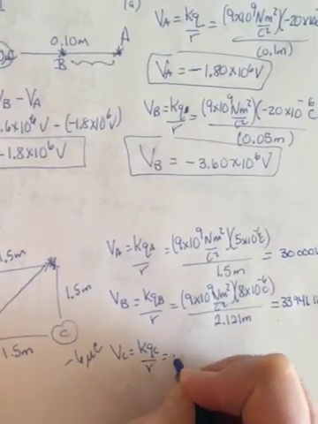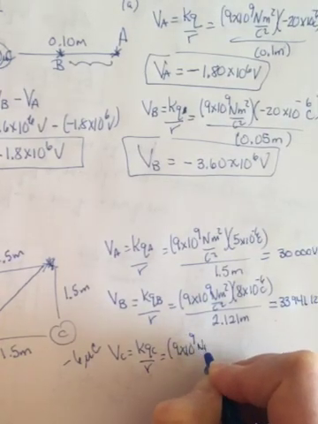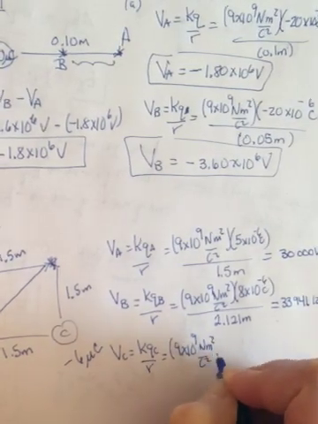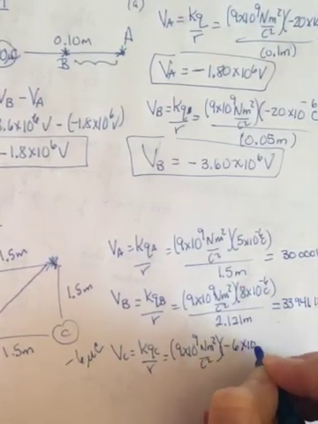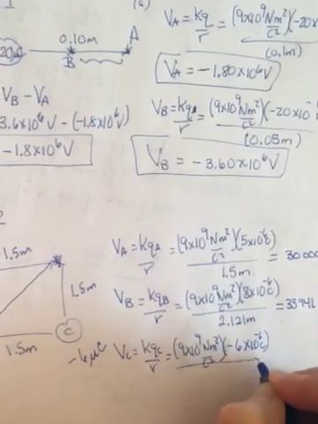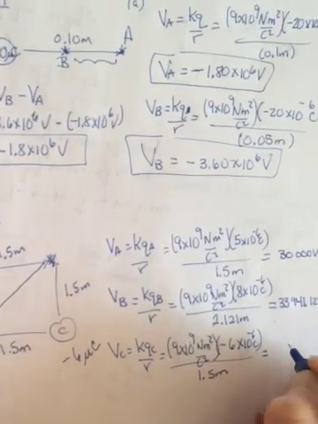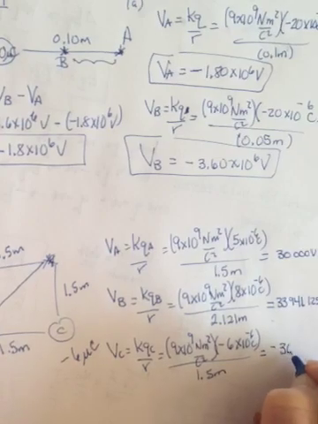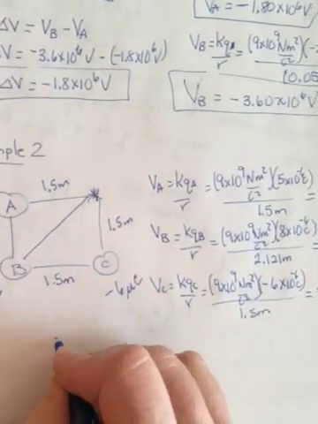And then you do C, KQC over R. 9 times 10 to the 9th Newton meters squared per coulomb squared. -6 times 10 to the -6. And back to 1.5 meters. And this one gives you -36,000 volts.